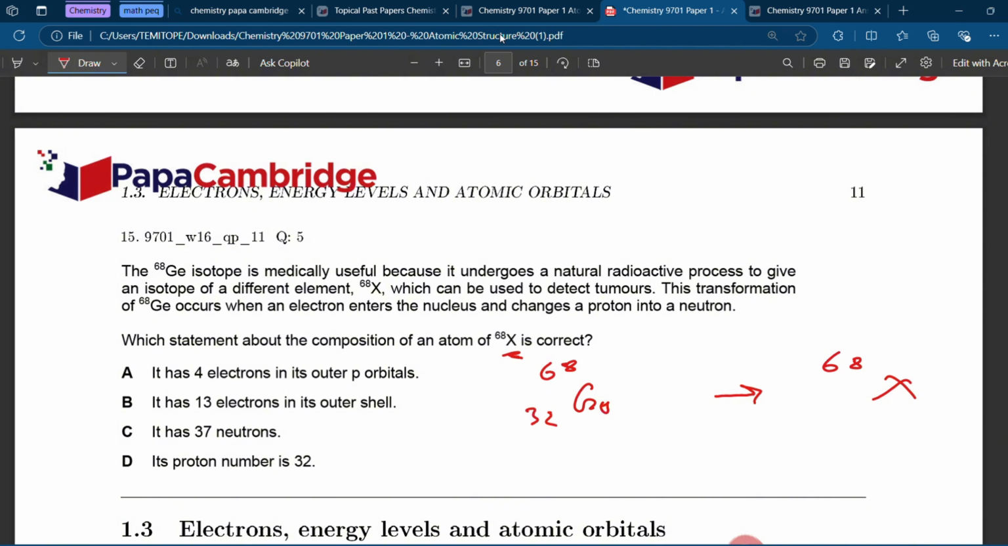So for this one, we look at what it has. They said Ge-68, some things happen and it comes to X-68. One thing we must know is that the mass number should be the same. They mentioned Ge, so let's look for Ge on the periodic table. Ge is germanium. Germanium has an atomic number of 32.